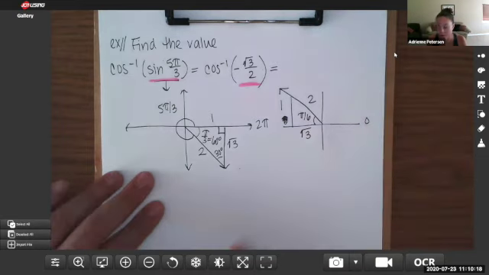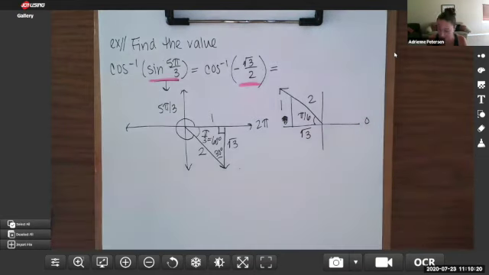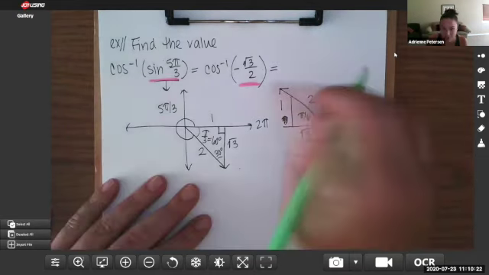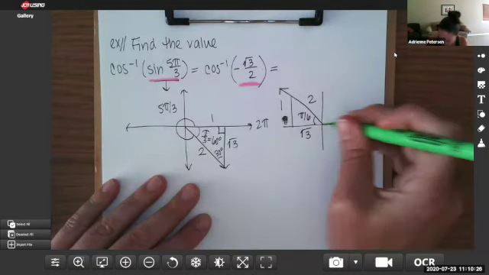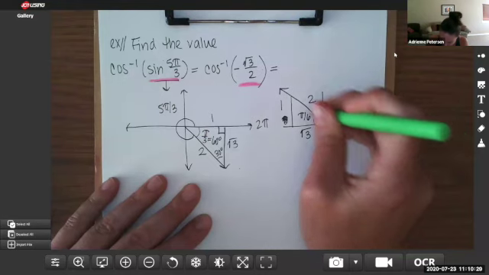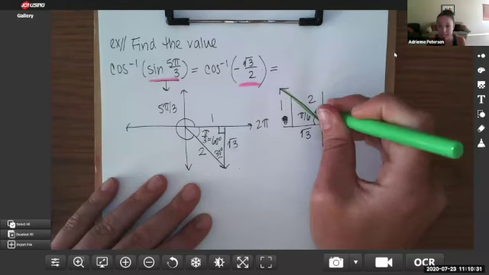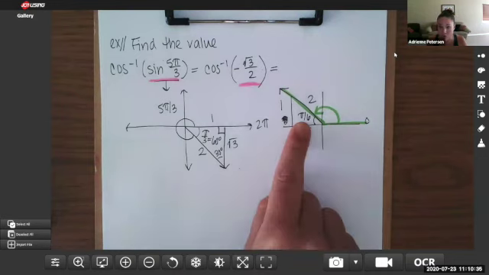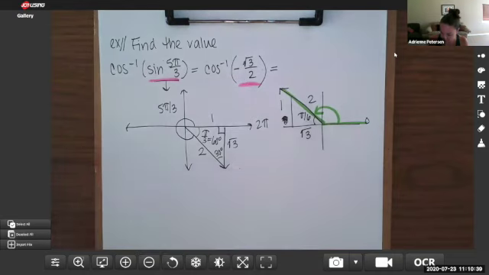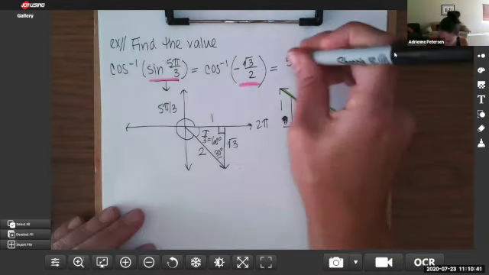Now be careful when we're not in the first quadrant. Our answer, we're asked what angle has cosine of negative root 3 over 2. That angle is the angle measured in standard position. This pi over 6 is our reference angle. So what angle is this green angle? That is 5 pi over 6.